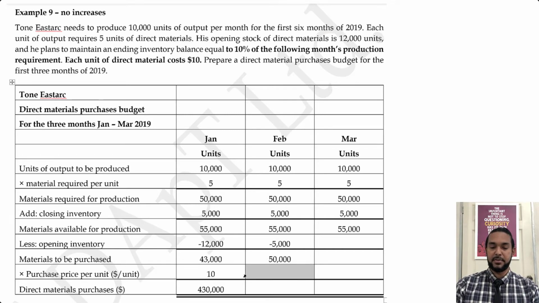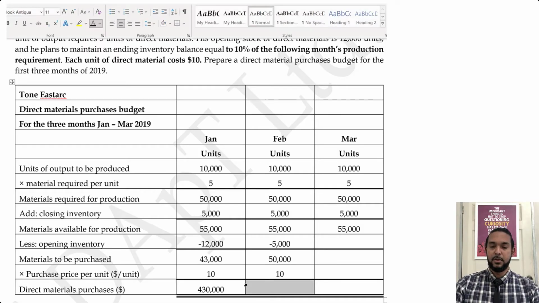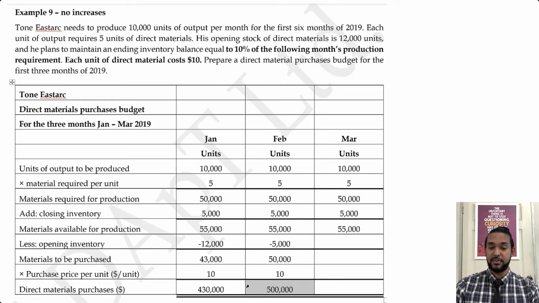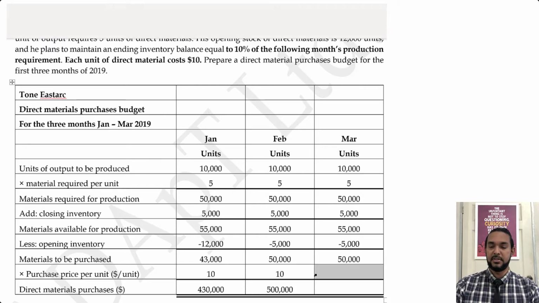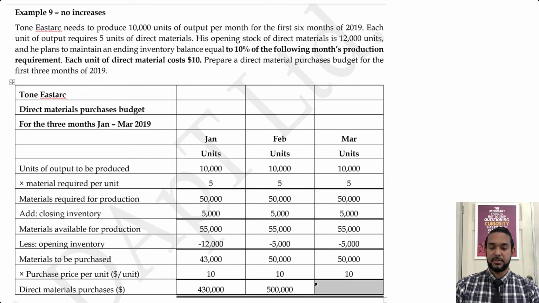And we multiply that by the cost per direct materials unit, which is $10. And then we get $500,000 worth of materials. And that will actually be the same thing across here, because the closing inventory from February will become the opening inventory for March. And then we subtract that from the amount that we need, which will give us 50. We'll then multiply by 10, which will give us $500,000 worth of materials.